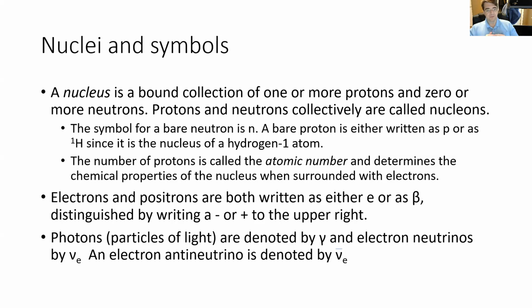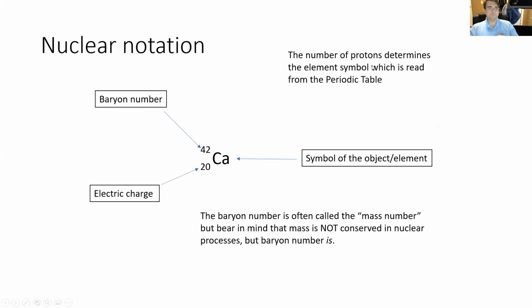Photons are represented by a lowercase gamma, and electron neutrinos are represented by a lowercase Greek letter nu with a subscript e. An electron antineutrino is a lowercase nu with a subscript e with a bar on top. All of these particles have no charge. Photons are neither leptons nor charged. Neutrinos have no charge, but they are leptons.